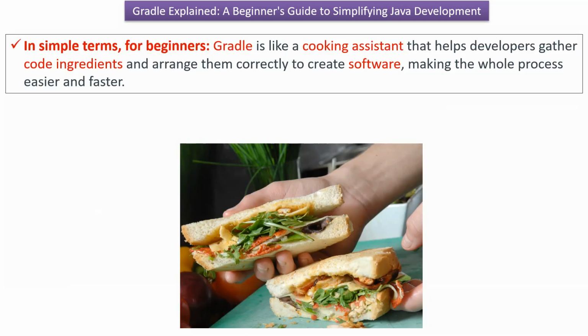In summary, Gradle is like a cooking assistant that helps developers gather code ingredients and arrange them correctly to create software, making the whole process easier and faster.